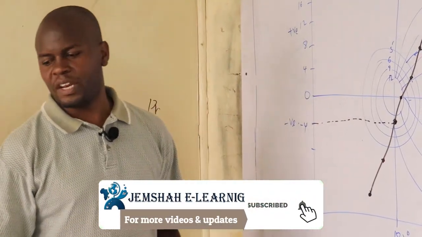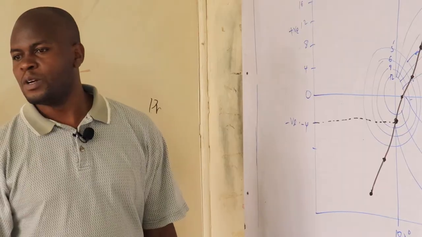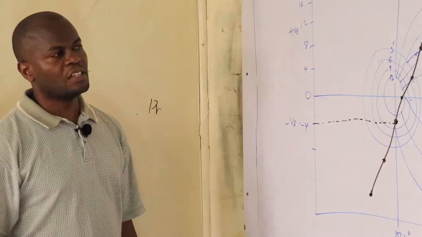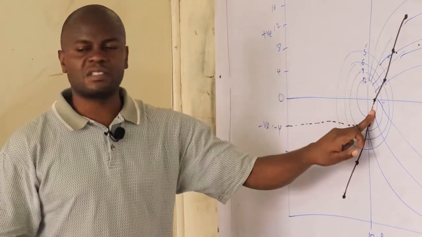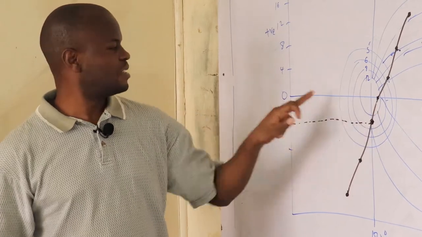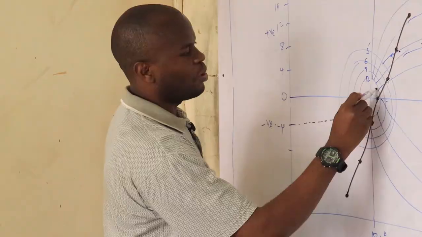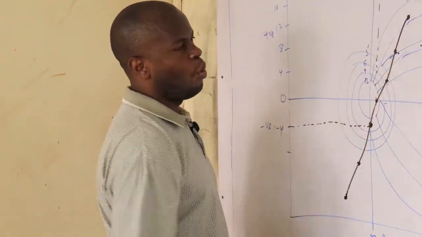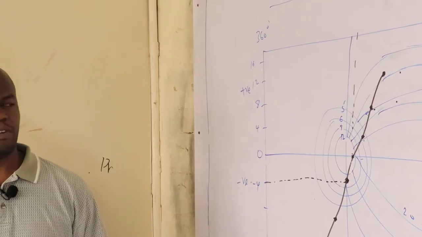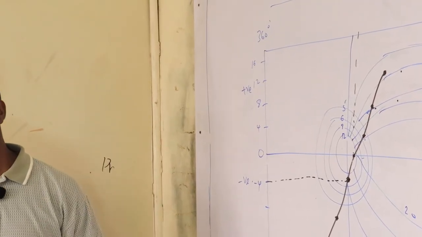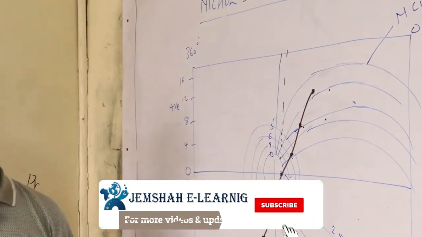So that leads us to the next point where we are going to get the phase margin. So the phase margin, how are you going to get it? Read it off where the locus touches 0 dB. Then go to the horizontal and read the angle. 180 minus that angle will give you the phase margin.